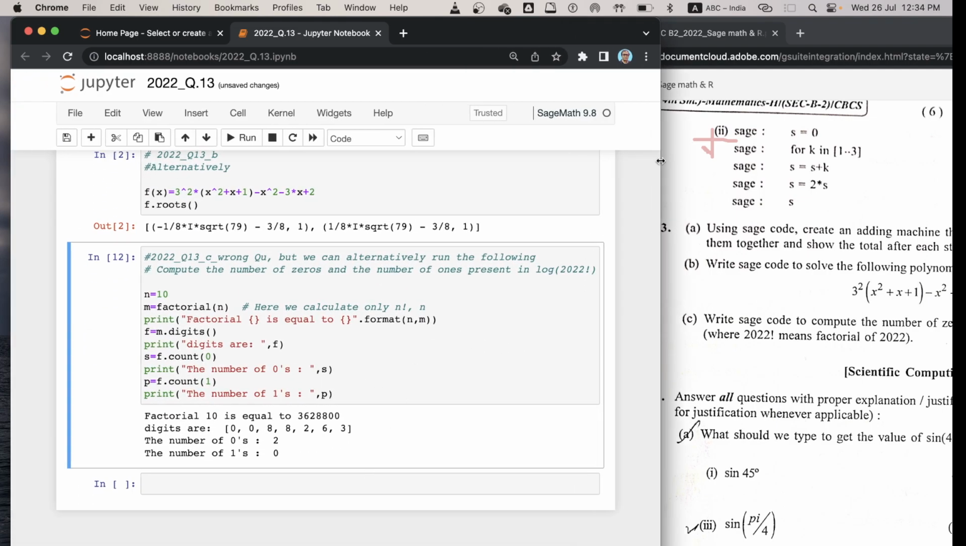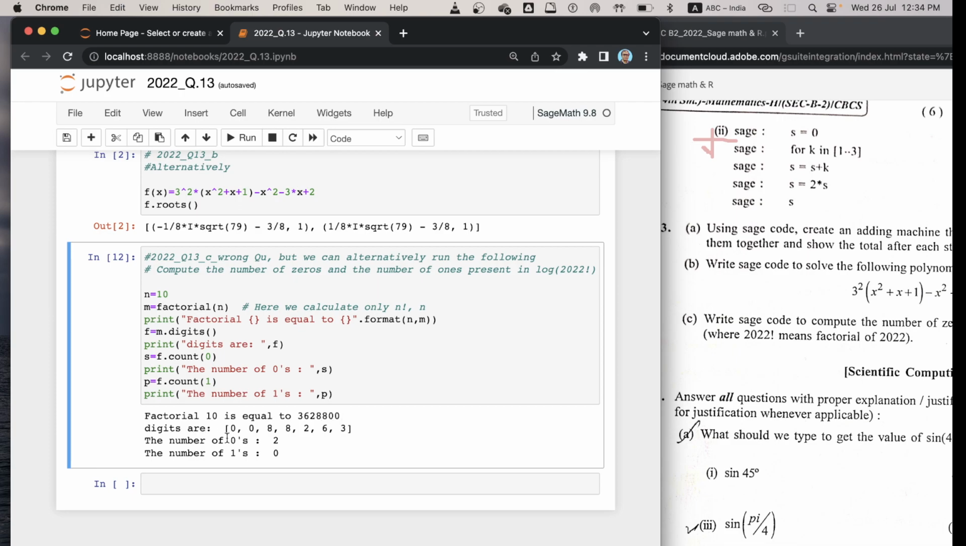Next question is the log of factorial 2022. First put n equal to 10, m equal to factorial n. Factorial is the predefined function in SageMath to calculate the factorial of n. Print factorial, where the first bracket gives the value of n and the second bracket gives the value of m, the value of factorial n. Then f equal to m dot digits, which gives the number of digits. Print the digits equal to f. The digits of factorial 10 are these.